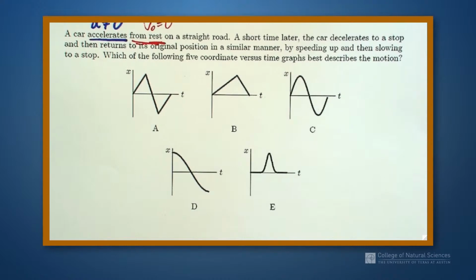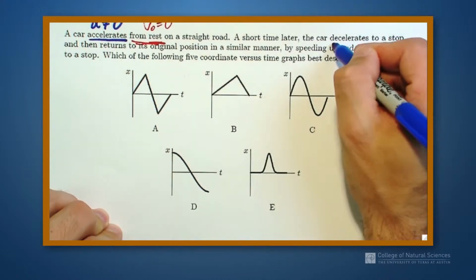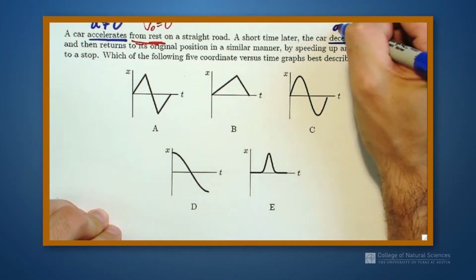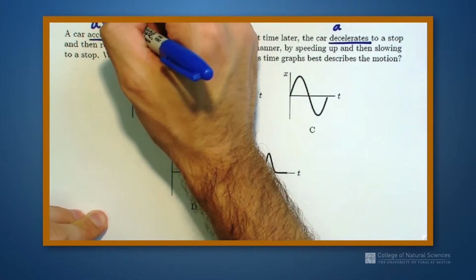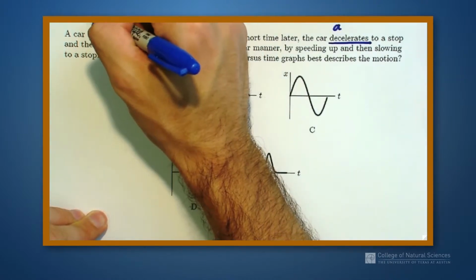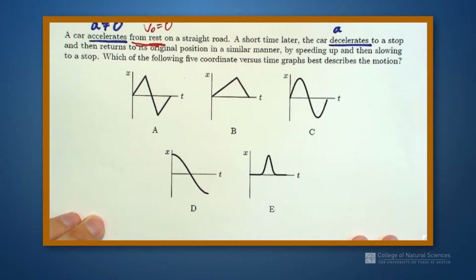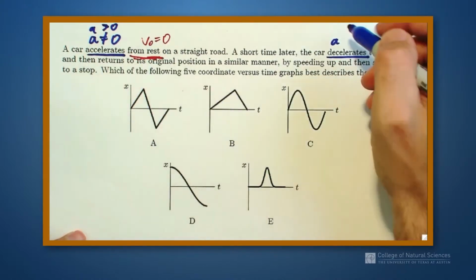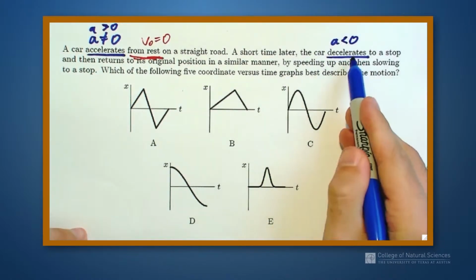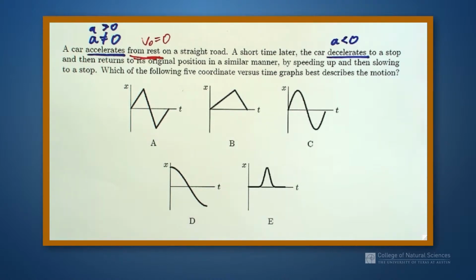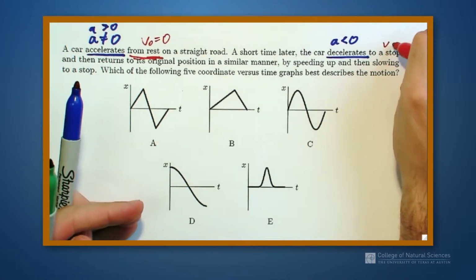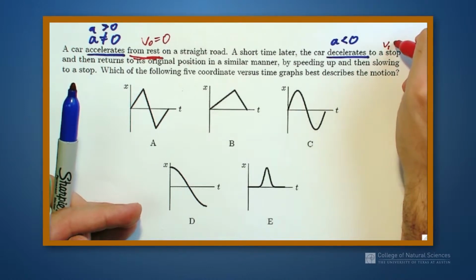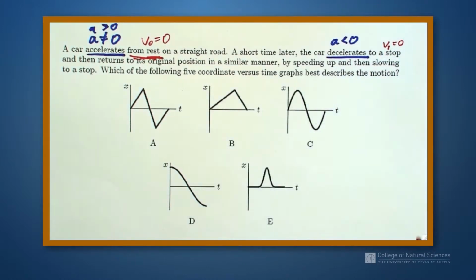A short time later, the car decelerates. So assume that this acceleration is greater than 0. That means this acceleration would be less than 0. It decelerates to a stop. And again, we're back at some v1 equal to 0. At some time later, what I'm calling v1, we're going to go to a stop.